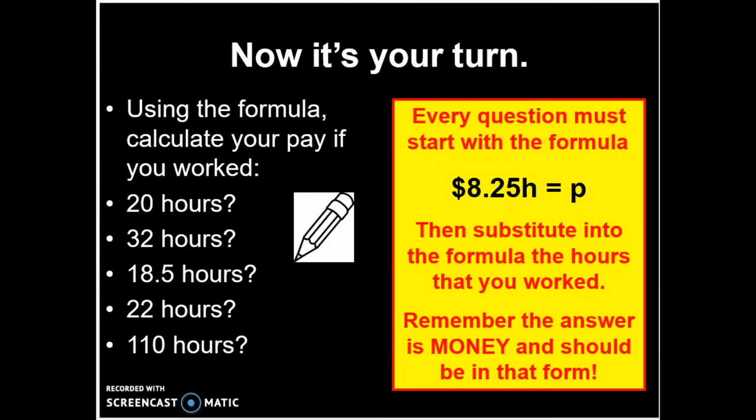Now it's your turn. Use the same formula, but calculate your pay if you worked 20 hours, then 32 hours, then 18.5 hours, 22 hours, 110 hours. You worked a lot. On your scratch paper, this will be the second, third, fourth, fifth, and sixth answer that you have on your scratch paper. You can pause the video and complete your work here.